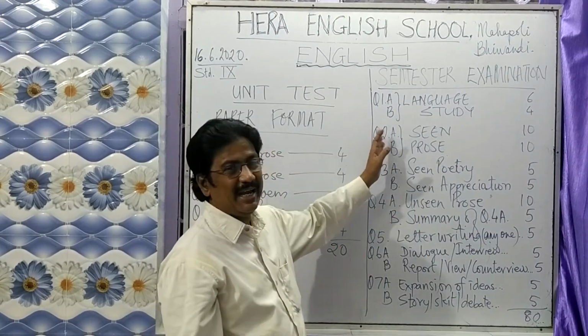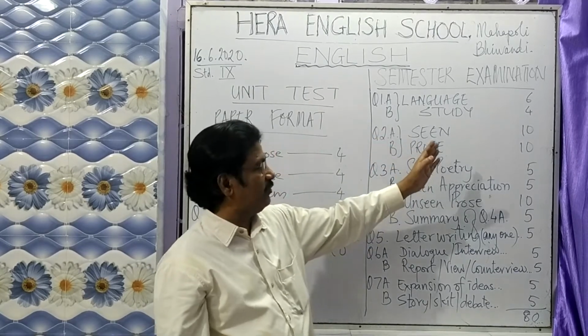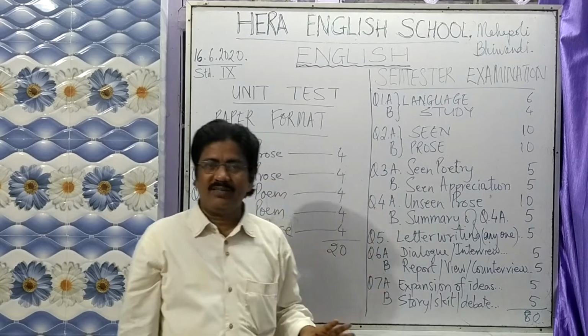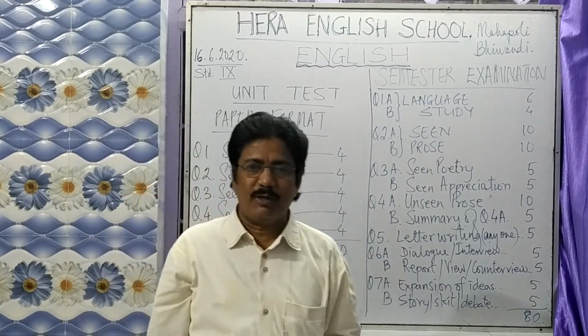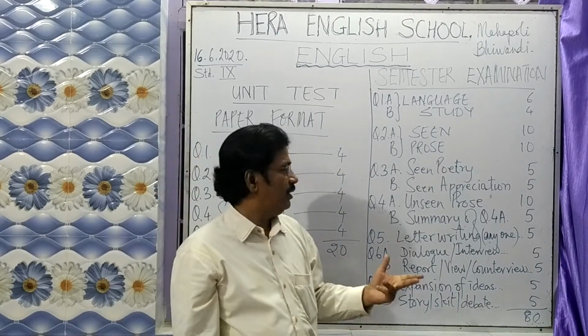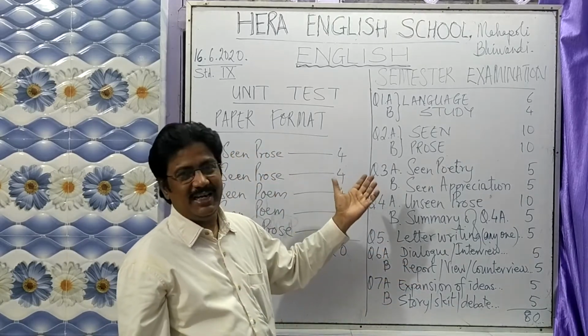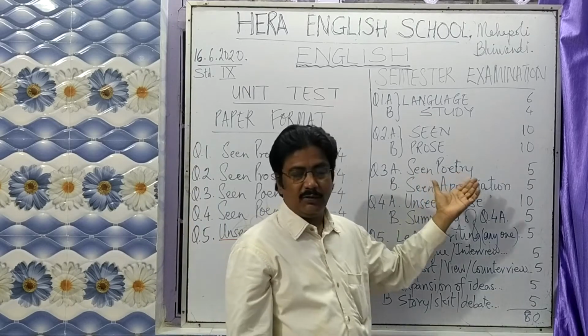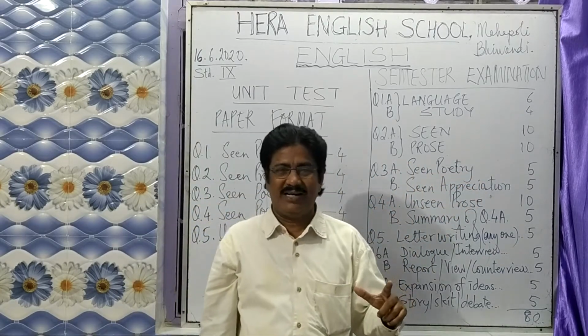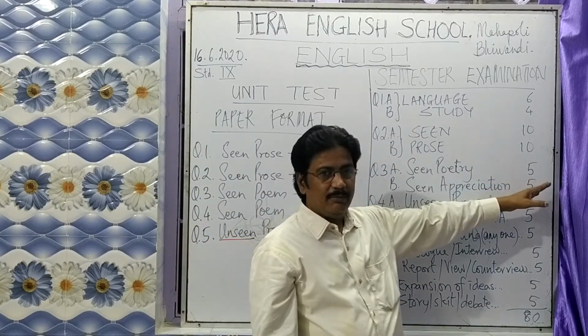Then question number 2A and 2B, consisting of 10 marks each, and it will be the prose section, that means the lesson that I have explained to you, I have taught you, I have given it to you in writing also. Then you have question number 3A, that's your poetry part of it, where I have explained to you, I have given to you in writing, and consisting of 5 marks.